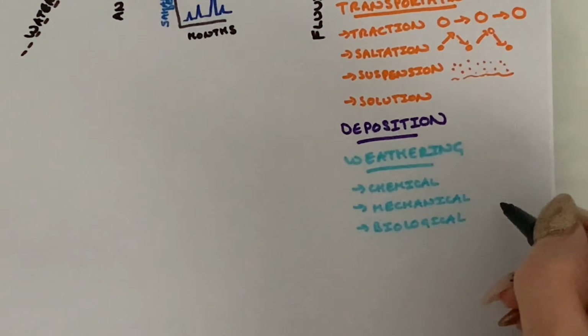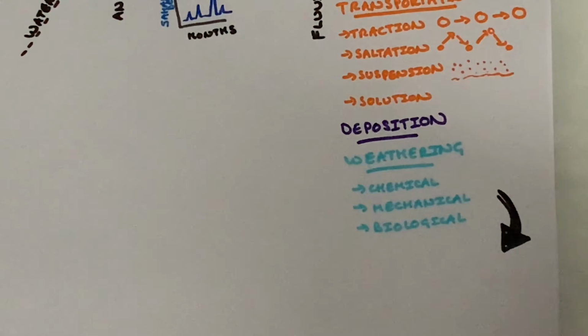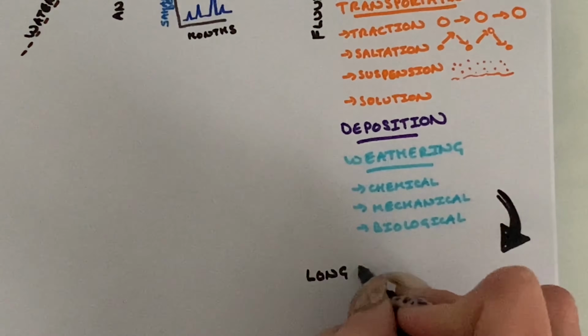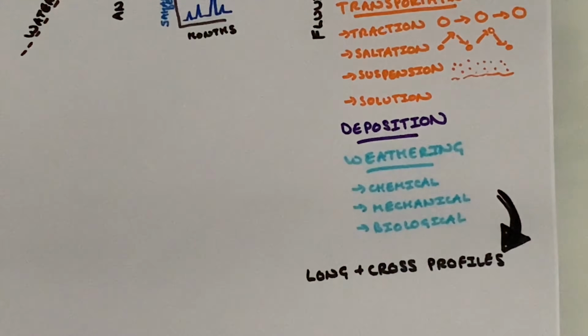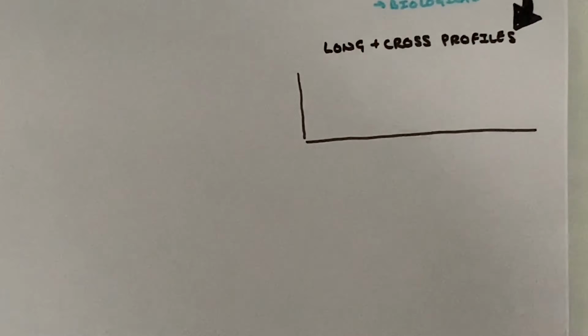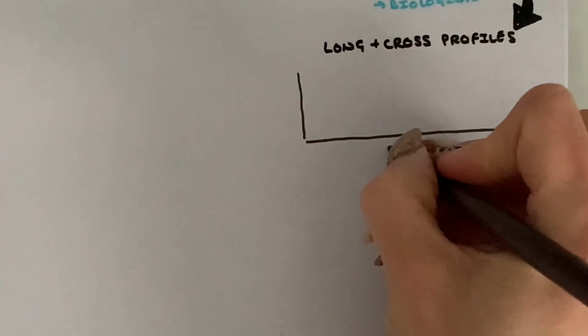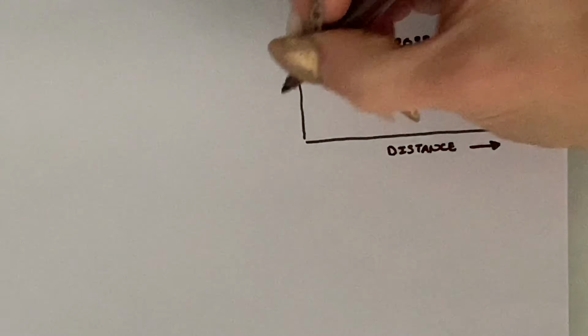So a river changes its shape as it flows from its source to its mouth. And this can be seen in a river's long and cross profile, which is what we're about to draw. So we're going to draw a small graph. And on the x-axis of that graph, we're going to have your distance from your source to your mouth. And then on the y-axis, we're going to have the height in meters above sea level.